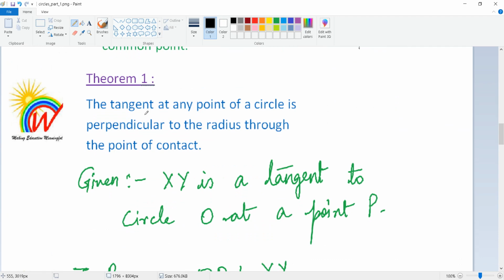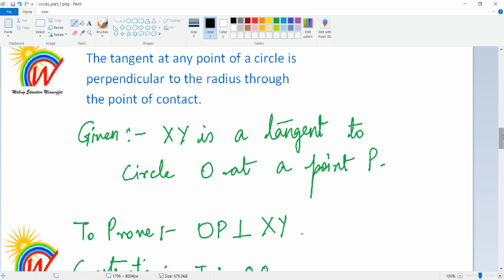There are only two theorems in the whole circle chapter, and they are very simple theorems. You may get it for 3 marks, not more than that, because they are very small theorems. Now theorem 1 says the tangent at any point of a circle is perpendicular to the radius through the point of contact. So first let's understand what it says.